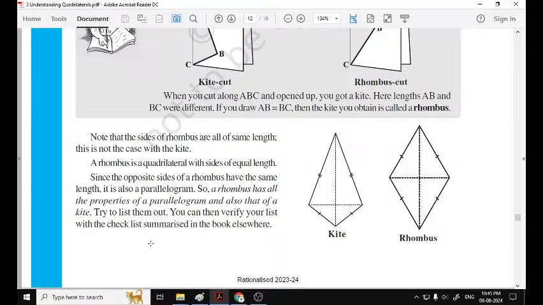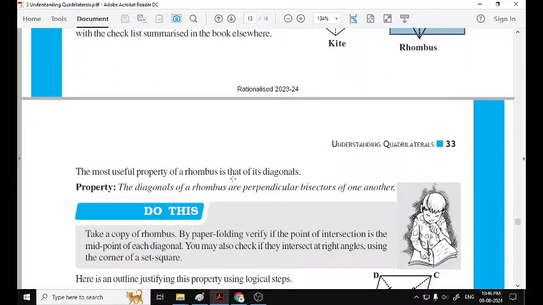Try to list them out. You can then verify your list with the checklist summarized in the book elsewhere. Here adjacent sides are equal. The same thing is here. Adjacent sides are equal. Then diagonals are perpendicular to each other. In rhombus also diagonals are perpendicular to each other. So these are the common properties of kite and rhombus.